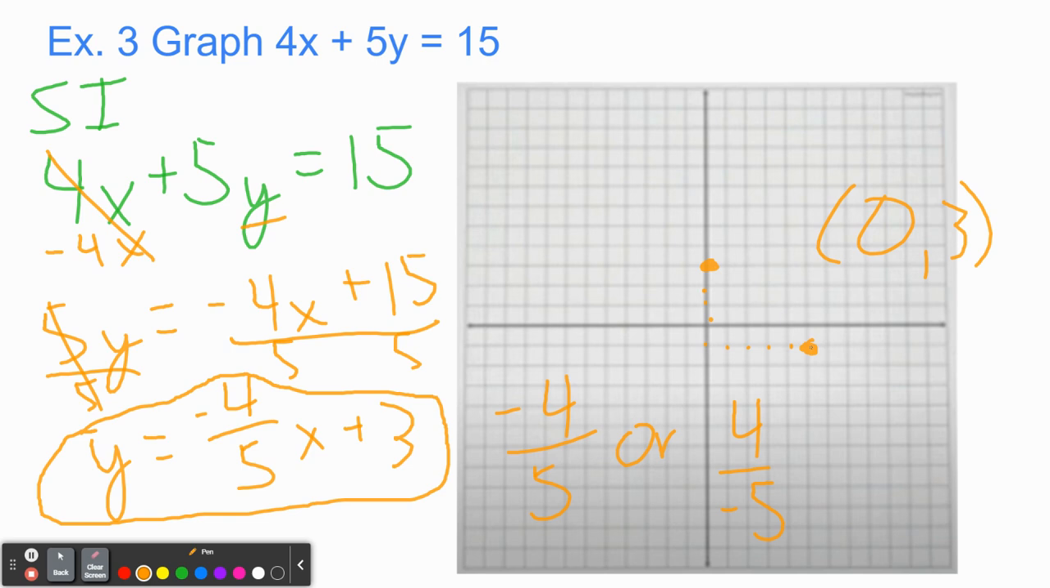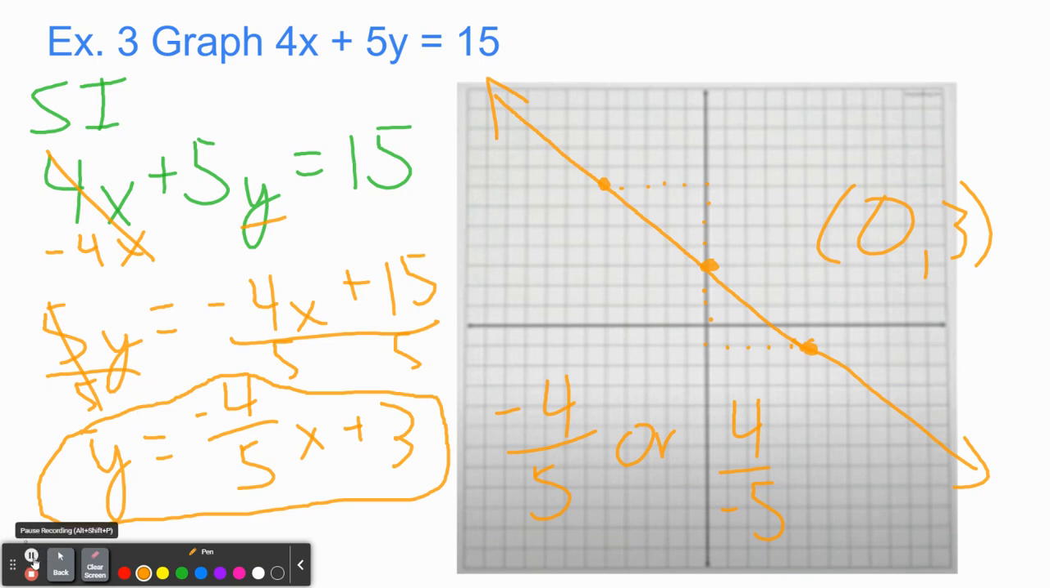Let's use the other one from the first point, 0, comma 3, to make a third point. I'm going to rise 4. 1, 2, 3, 4. And to the left, 5, because it's negative 5. 1, 2, 3, 4, 5. From there, I have 3 solid points. I should be able to draw a straight line that continues for a long, long time. Oh, that's bad at the end. That was bad. Now, I have graphed 4x plus 5y equals 15.